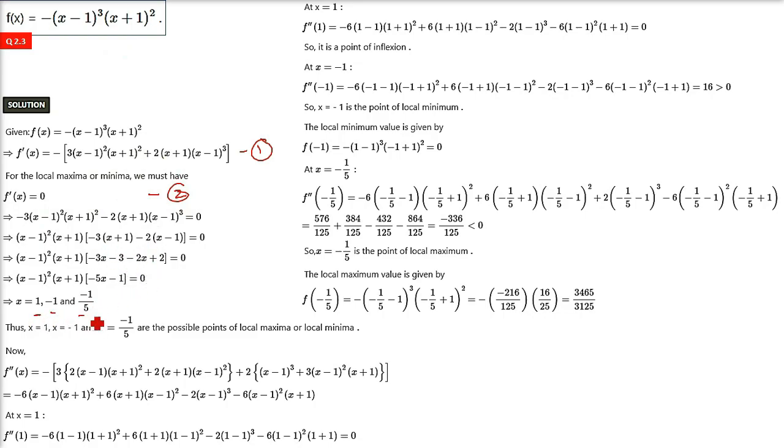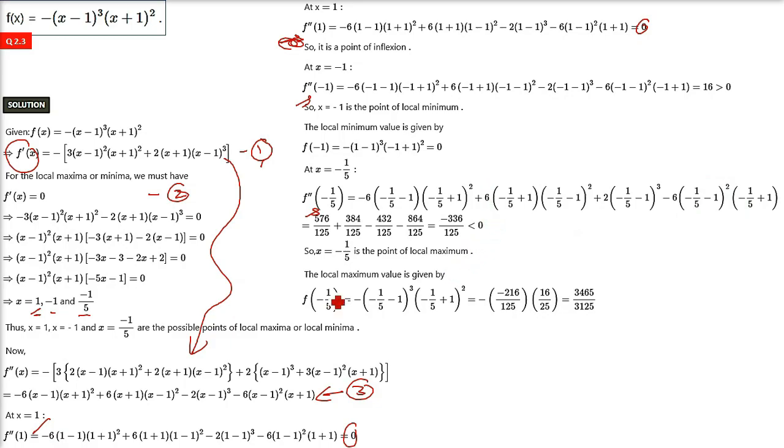You will get 1, negative 1 and negative 1 by 5. Once you get these three critical values, you have to find out the double dash x, that is the double differentiation. Once you do the double differentiation, you are going to get a certain expression. And in this expression, one by one, we have to replace x by 1, negative 1 and negative 1 by 5. When we replace 1, you are going to get what? I am saying f dash is already computed. F dash x equals to 0 gives us the critical point. F double dash x, here we have to place 1, negative 1 and negative 1 by 5.